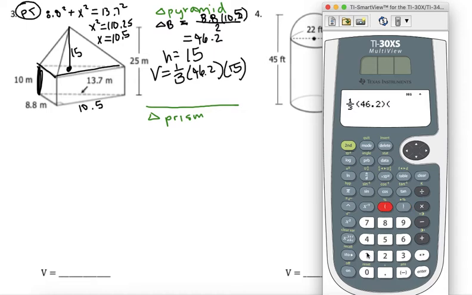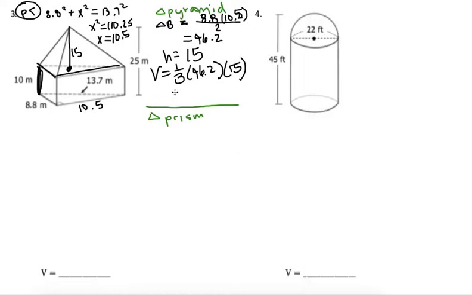46.2 times 15. Yeah, 231. It just looks smaller than what I was thinking. All right, so we get 231 here, and then our prism. The nice thing is that it has the same base. So again, even though we had to do some work to find this, it's the same base for our prism.